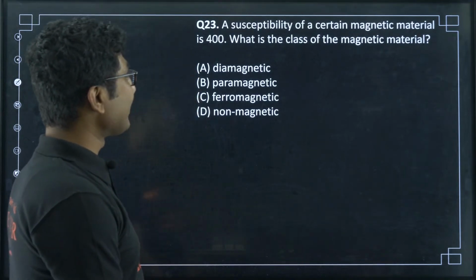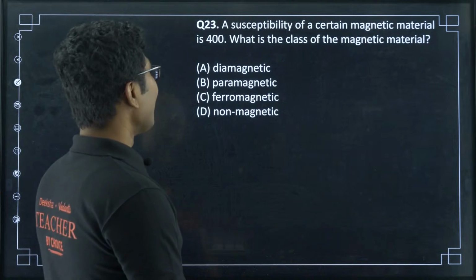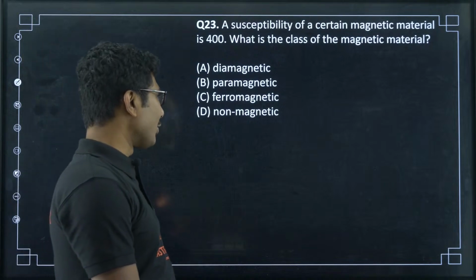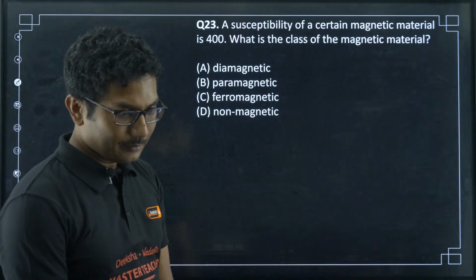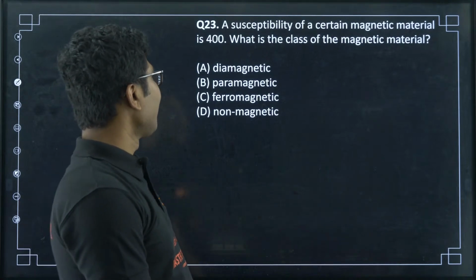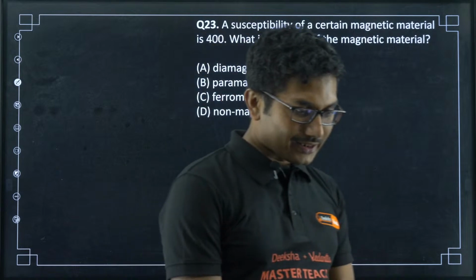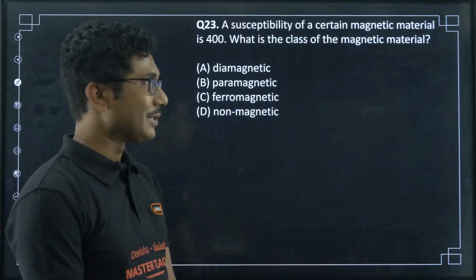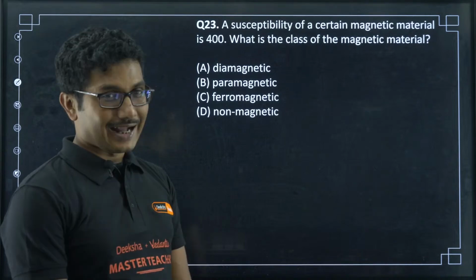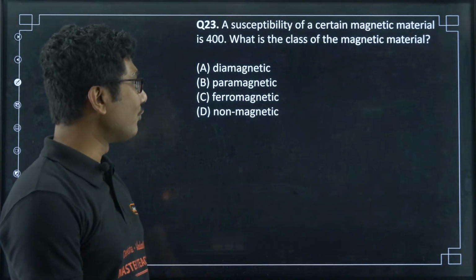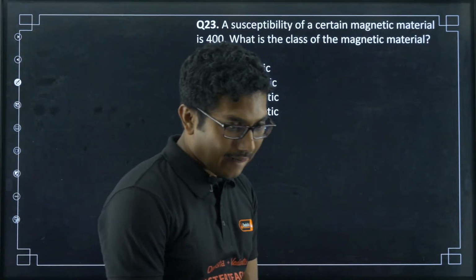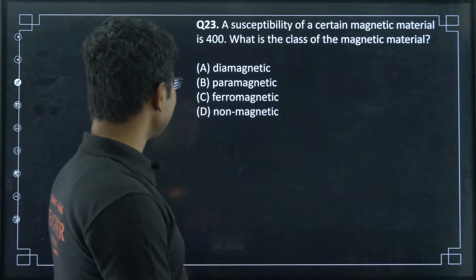The susceptibility of a certain magnetic material is 400. What is the class of this magnetic material? Diamagnetic, paramagnetic, ferromagnetic, or non-magnetic. This is slightly interesting. Let's see who can answer this question. I'll wait 1 minute. Susceptibility chi is 400. What is the type of the material? 23rd C.